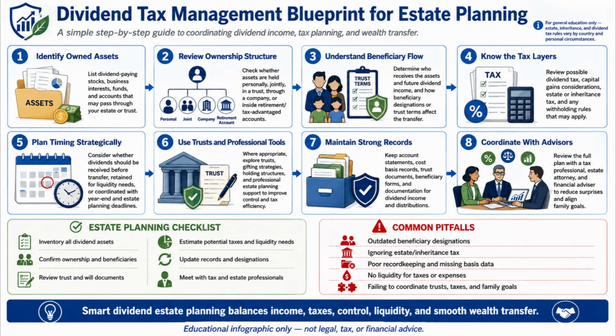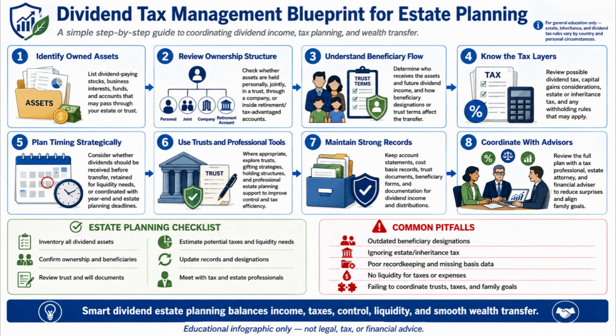To begin with, estate planning starts by identifying all owned assets. This includes dividend-paying stocks, business interests, funds, investment accounts, and any assets that may pass through your estate or trust. When these assets are clearly listed, it becomes easier to understand where future dividend income may come from and how it may be transferred.